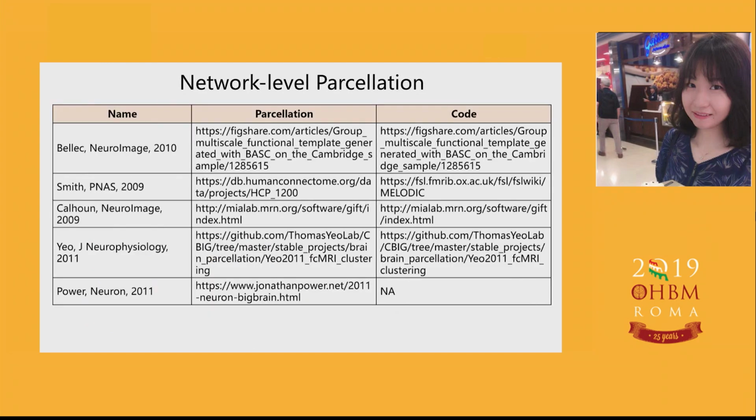Here I'm going to list several publicly available network level parcellations. You can either download the parcellations, or you can download the code and apply it on your own data to generate your own group level network level parcellations.